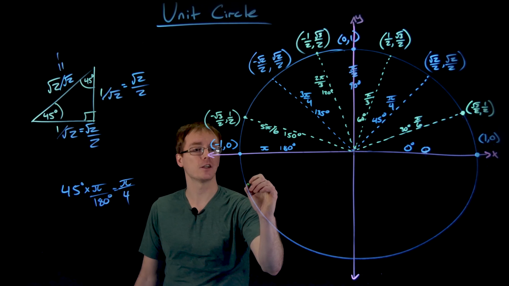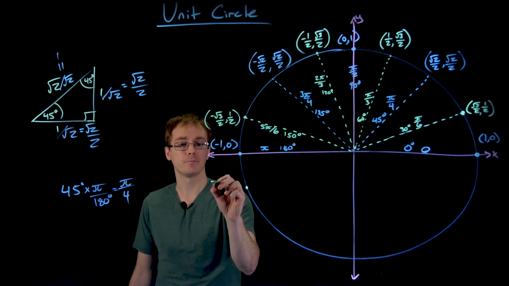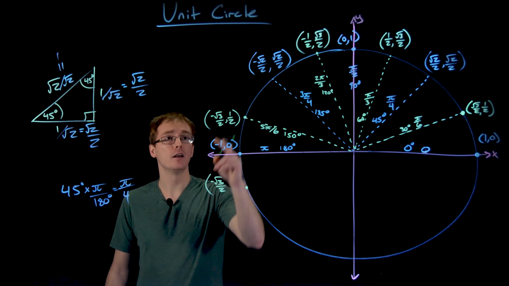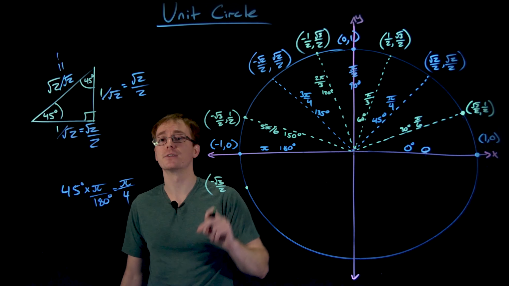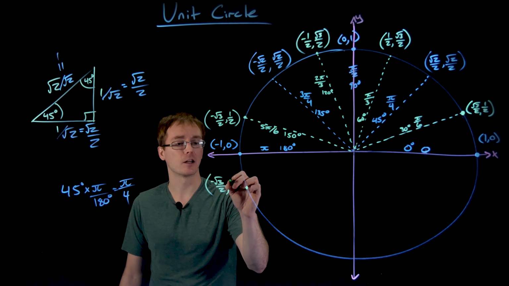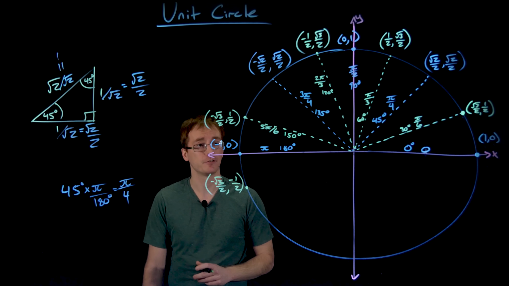All right, so if we reflect this point, negative root 3 over 2, 1/2 across the x-axis, well, any reflection across the x-axis is going to keep the x value the same. So it'll still be negative square root of 3 over 2. The only thing that changes is that vertical distance to get to your point gets negated or flipped. So that'll be a negative 1/2 instead of a positive 1/2.